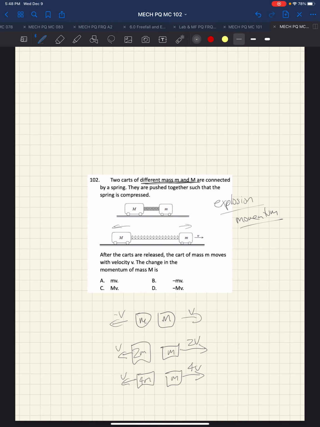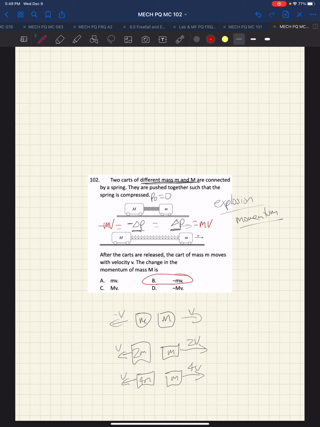So after the carts are released, the cart of mass m moves with a velocity v. So the law of conservation of momentum applies. We have p0 equals 0. And afterward, we know the momentum must be equal to 0. So we have a delta p on this side, and we have a delta p on the other side. For conservation of momentum to hold, those changes in momentum must be equal and opposite. Well, if the change in momentum on the right is mv, then the one on the other side must be negative mv. It looks like choice B.